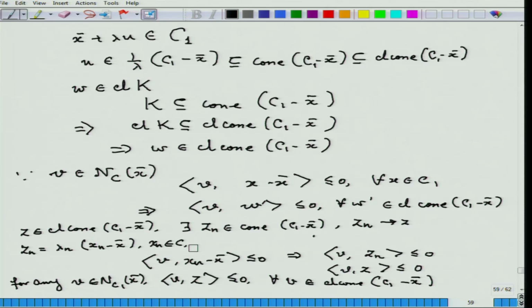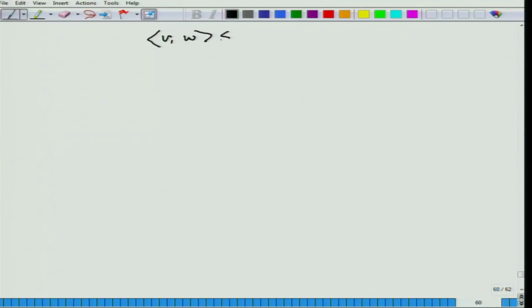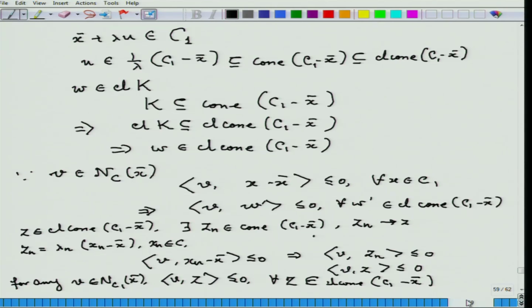So, for any Z, sorry, not V, any Z in the closure of the cone of C1 minus x bar, V of Z is holding, V of Z is less than or equal to 0. So, what I get here is that V of W is less than or equal to 0, naturally, because W I have shown to be in the closure of the cone of C1 minus x bar.